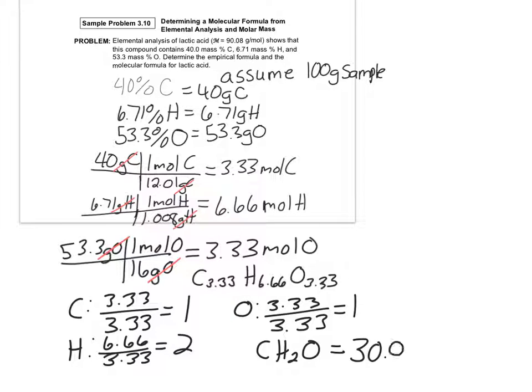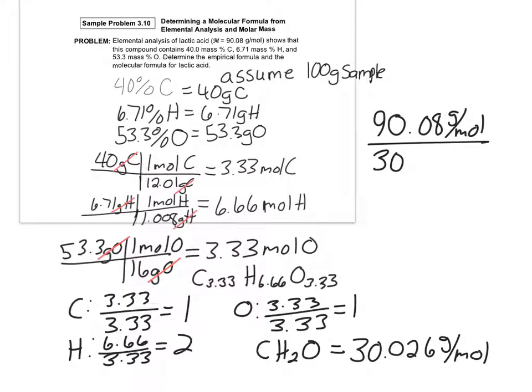And I got 30.026 grams per mole. And now I'm going to figure out what whole number multiple I need to multiply the empirical formula by to get the molecular formula. If you read in the notes or looked at the Learn Smart, you know that a molecular formula is just a whole number multiple of the empirical formula. So to do that, I take the molar masses. I've got 90.08 grams per mole for the molar mass of lactic acid divided by the empirical formula mass, which is 30.026. We just figured that out.